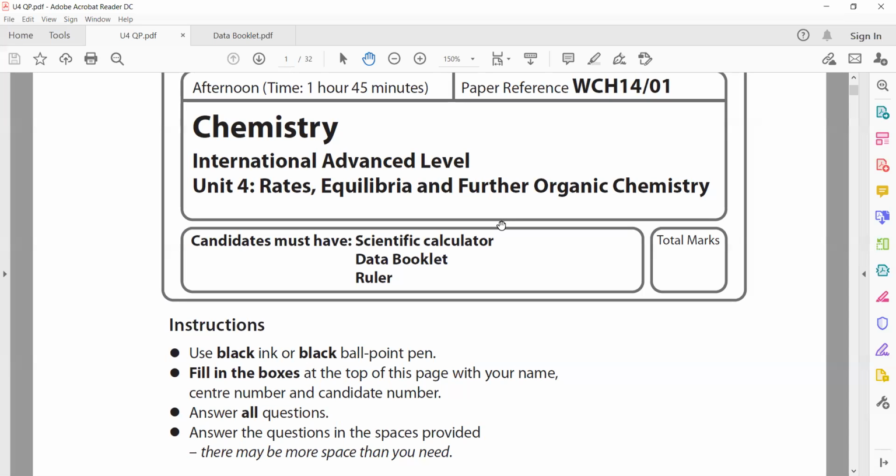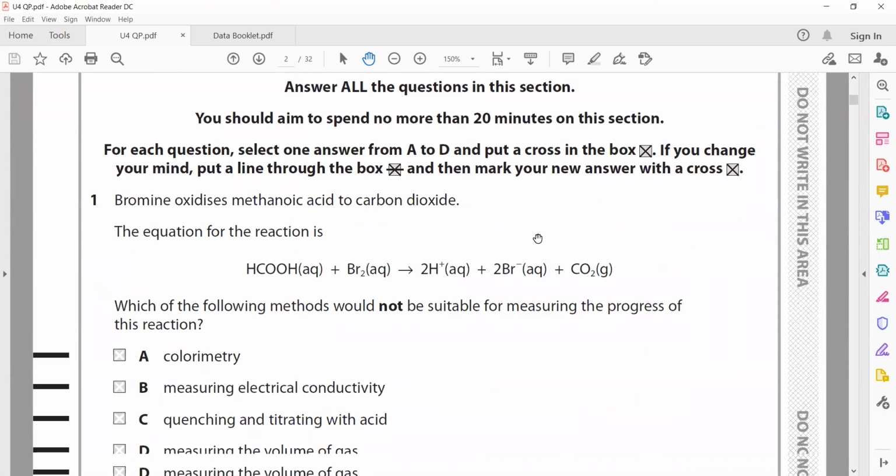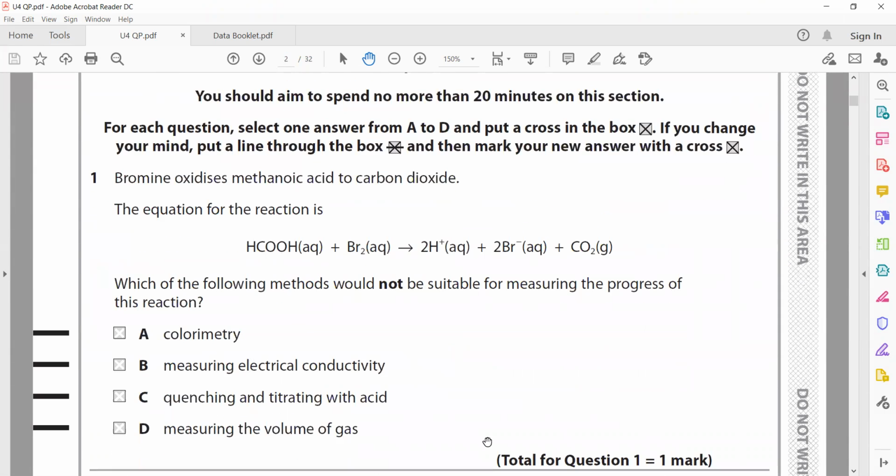Unit 4, this is according to the new specification. I'll discuss both MCQs and the structure questions. So in this question, bromine oxidizes methanoic acid to carbon dioxide. The equation is shown. Which of the following methods would not be suitable to measure the progress of the reaction?